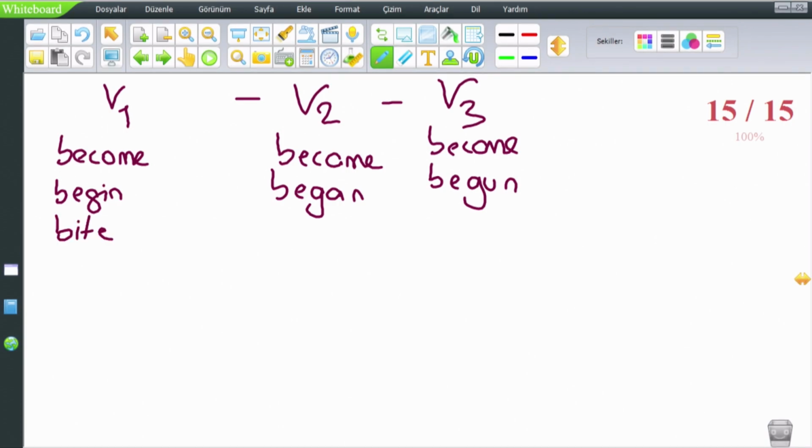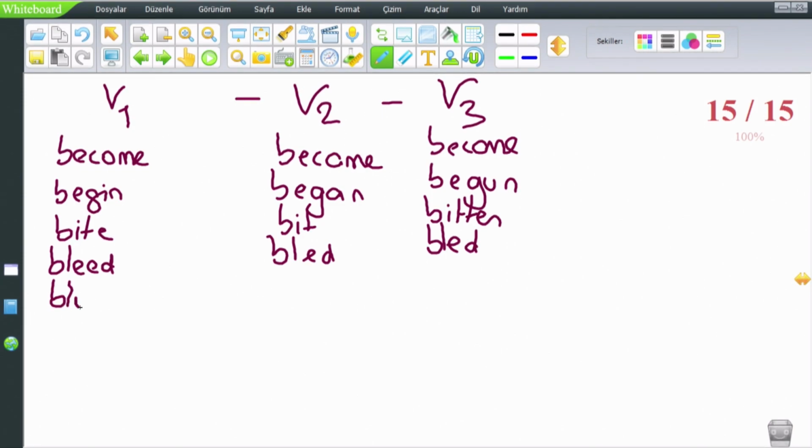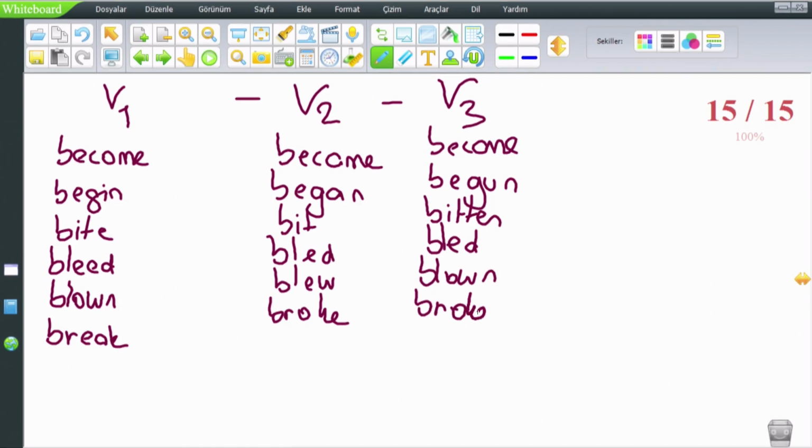Bite, bit, bitten. Bleed, bled, bled. Blow, blew, blown. Break, broke, broken. Bring, brought, brought.